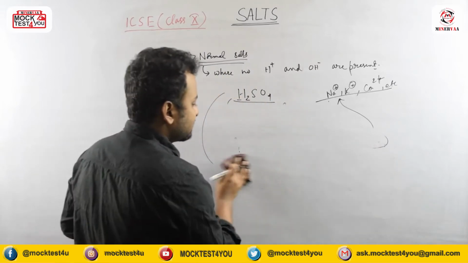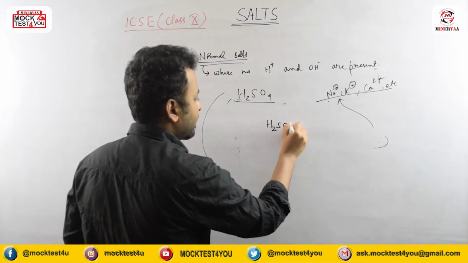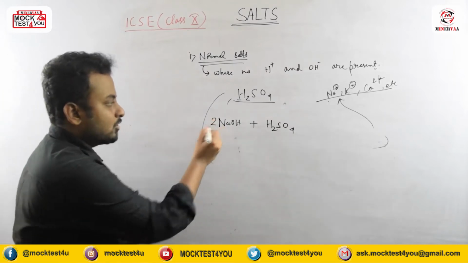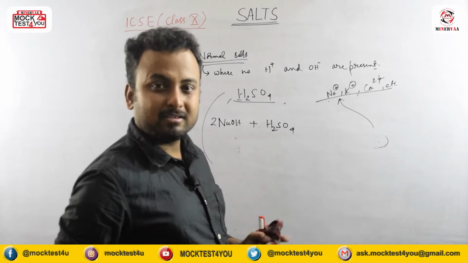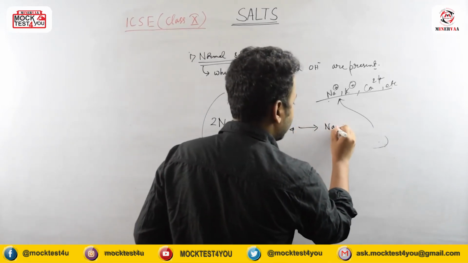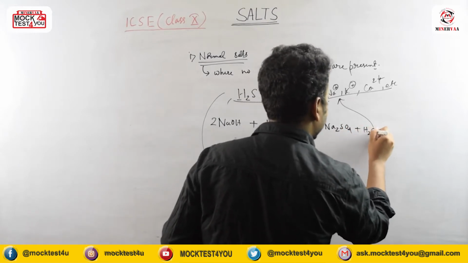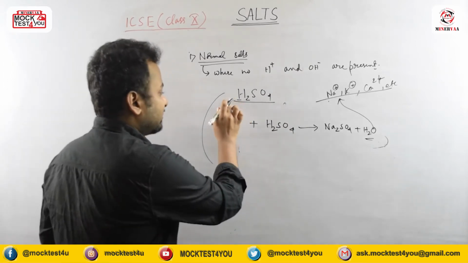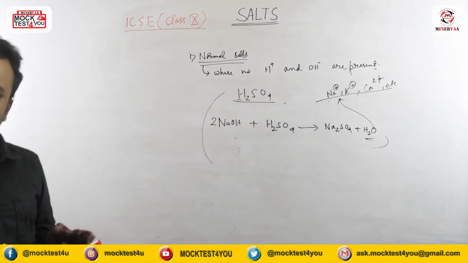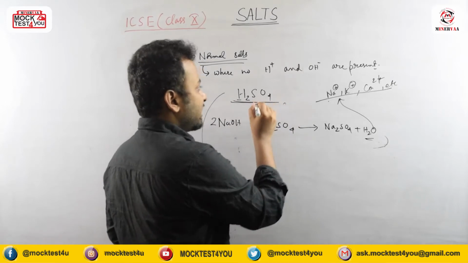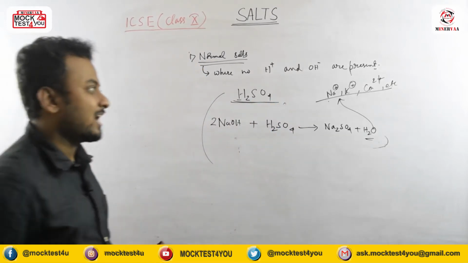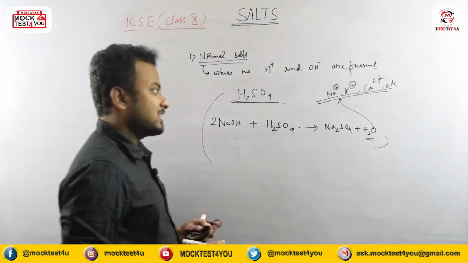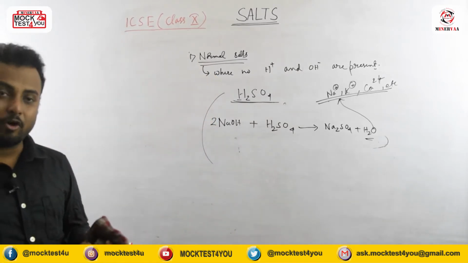It can be produced like this: H2SO4 plus NaOH. We have to take 2 moles of NaOH so that it can replace 2 H plus from the H2SO4, and hence we will get Na2SO4 plus H2O, right? So to form normal salts, complete replacement of H plus from H2SO4 by a basic radical is needed. When there is complete replacement of H plus by a basic radical from an acid, we get normal salts.